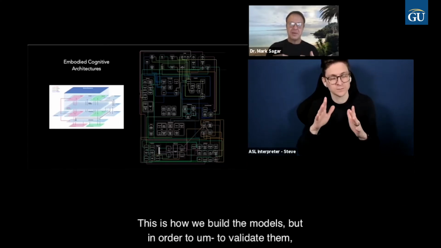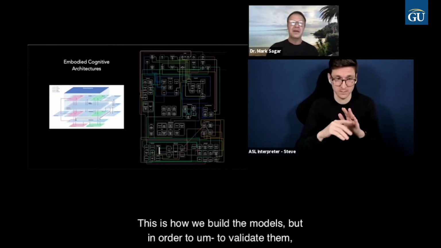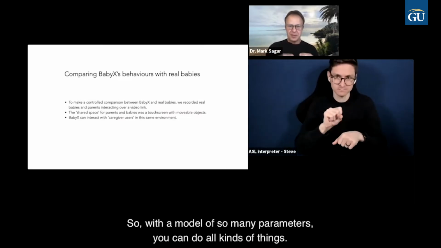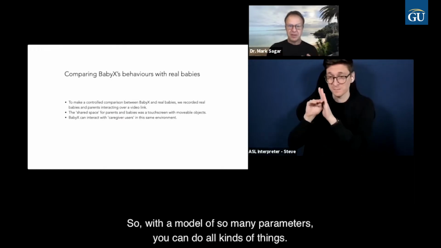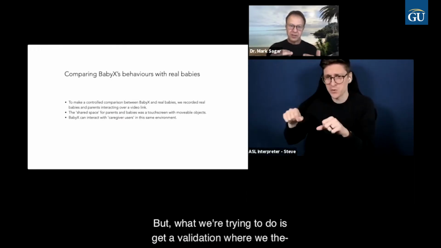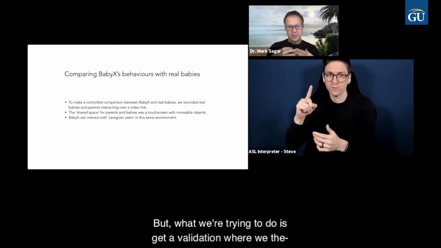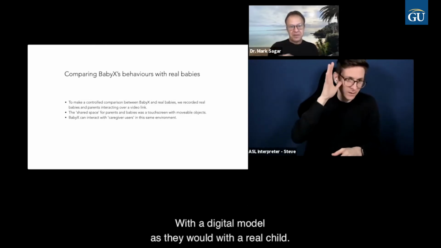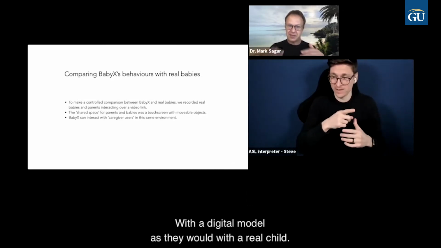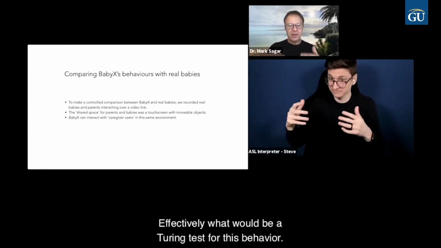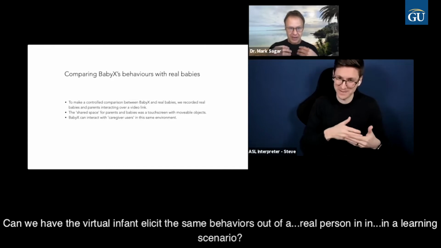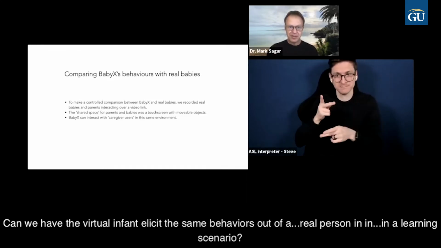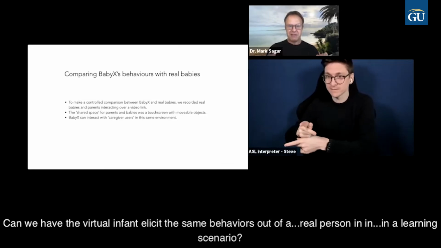This is how we build the models, but in order to validate them, we want to be able to compare the results of all these models with real babies. With a model with so many parameters, you could do all kinds of things. But what we're trying to do is get a validation where we can actually elicit the same behavior from a caregiver, a parent or an interactor, with the digital model as they would with a real child. That is how we want to measure what would effectively be a Turing test for this behavior: can we have the virtual infant elicit the same behaviors out of a real person in a learning scenario?